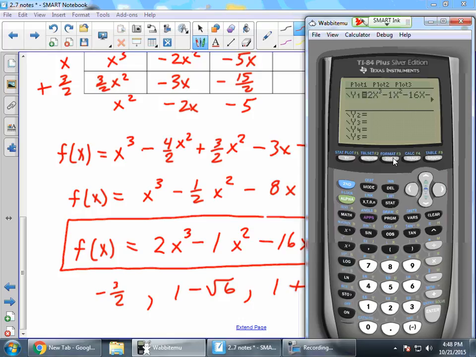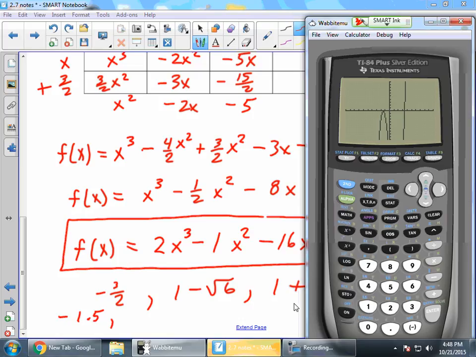So that should work. I'm just going to hit zoom 6 to give me a nice 10, 10, 10. And let's check it out. Now these guys are probably going to be really close because negative 3 halves was good. That's 1.5. Yes, I hate decimals.